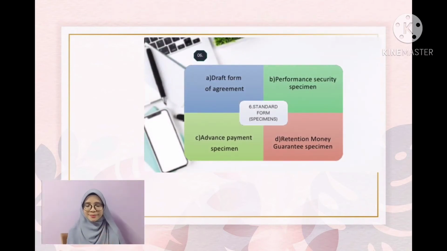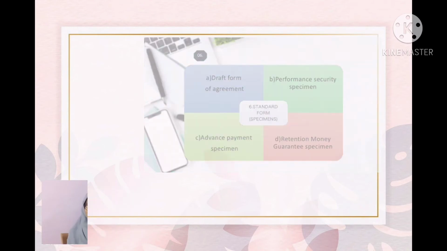Content number 6, standard form specimens. First, draft form of agreement. Second, performance security specimen. Third, advance payment specimen. And the last one, retention money guarantee specimen.